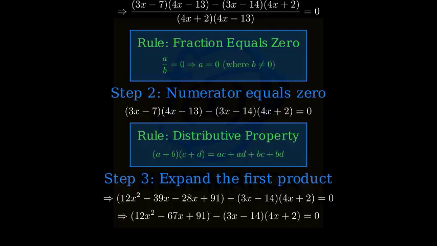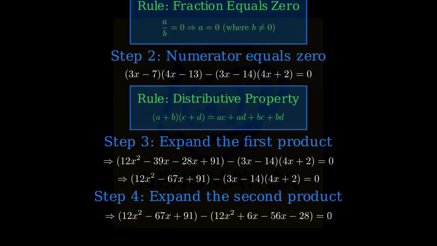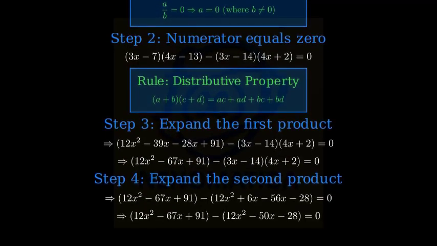We have 12x squared minus 67x plus 91, and we're subtracting 12x squared minus 50x minus 28. When we distribute the negative sign into the second parentheses, we get 12x squared minus 67x plus 91 minus 12x squared plus 50x plus 28.